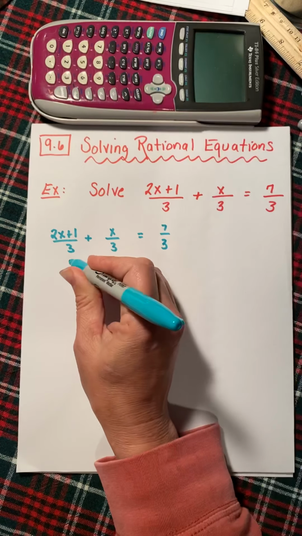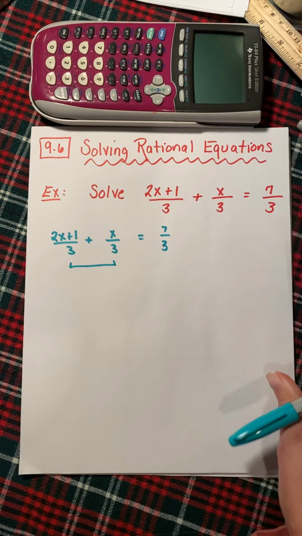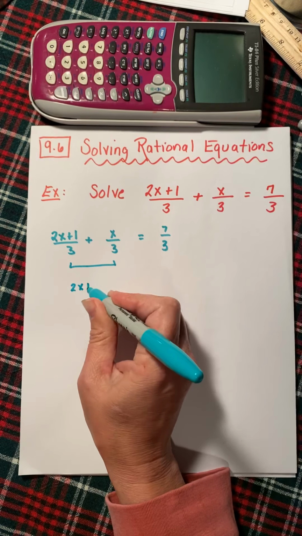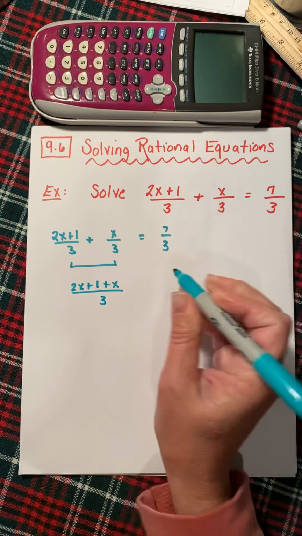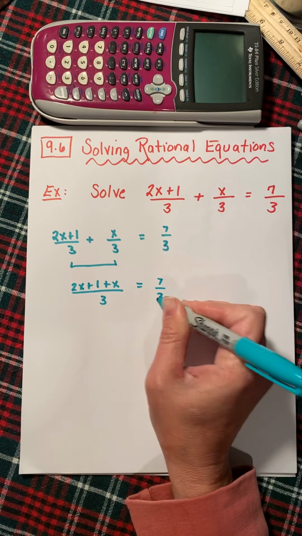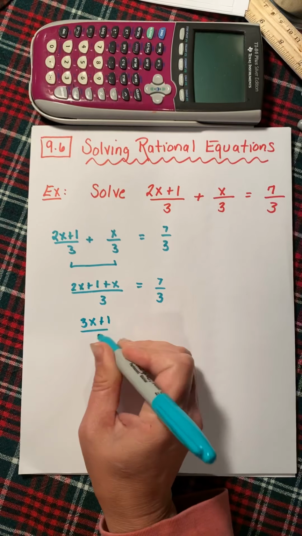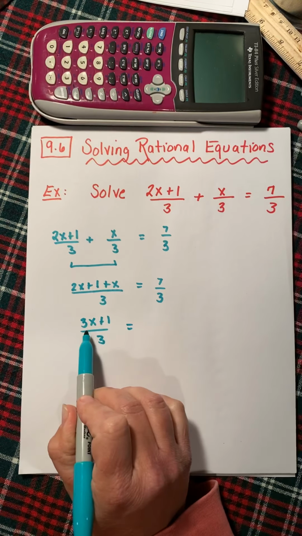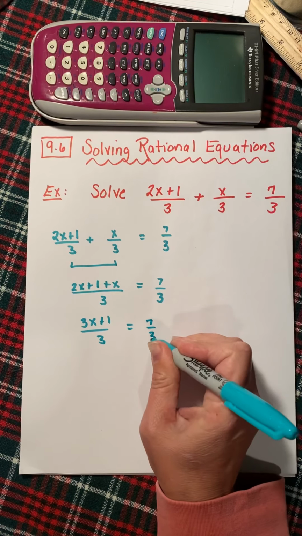Well, we can combine these two rational expressions on the left-hand side. They have a common denominator, so we are going to combine them and call that 2x plus 1 plus x all over 3. So we add the numerators and we keep the common denominator. You could have just gone right and called that 3x plus 1 if you're feeling comfortable. You could have just added the numerators, came up with 3x plus 1, kept the common denominator, 7/3.